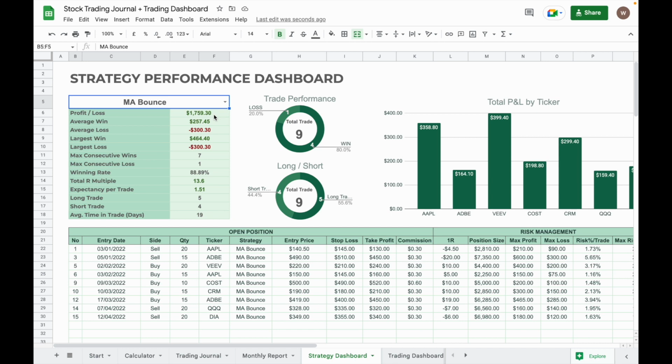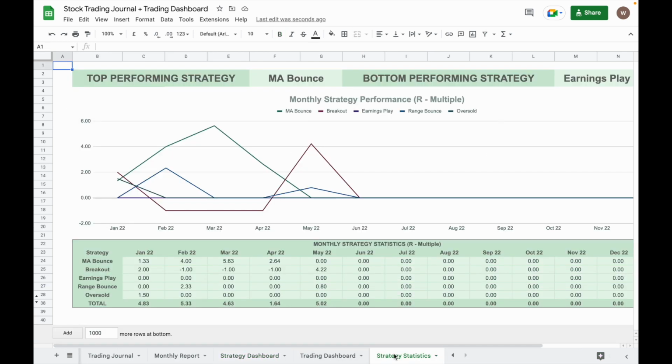There is also a strategy statistic here to show you which strategy is the best performing, the top performing strategy, and which one is the bottom performing strategy. And it will show you your monthly strategy statistic in terms of R multiple here.